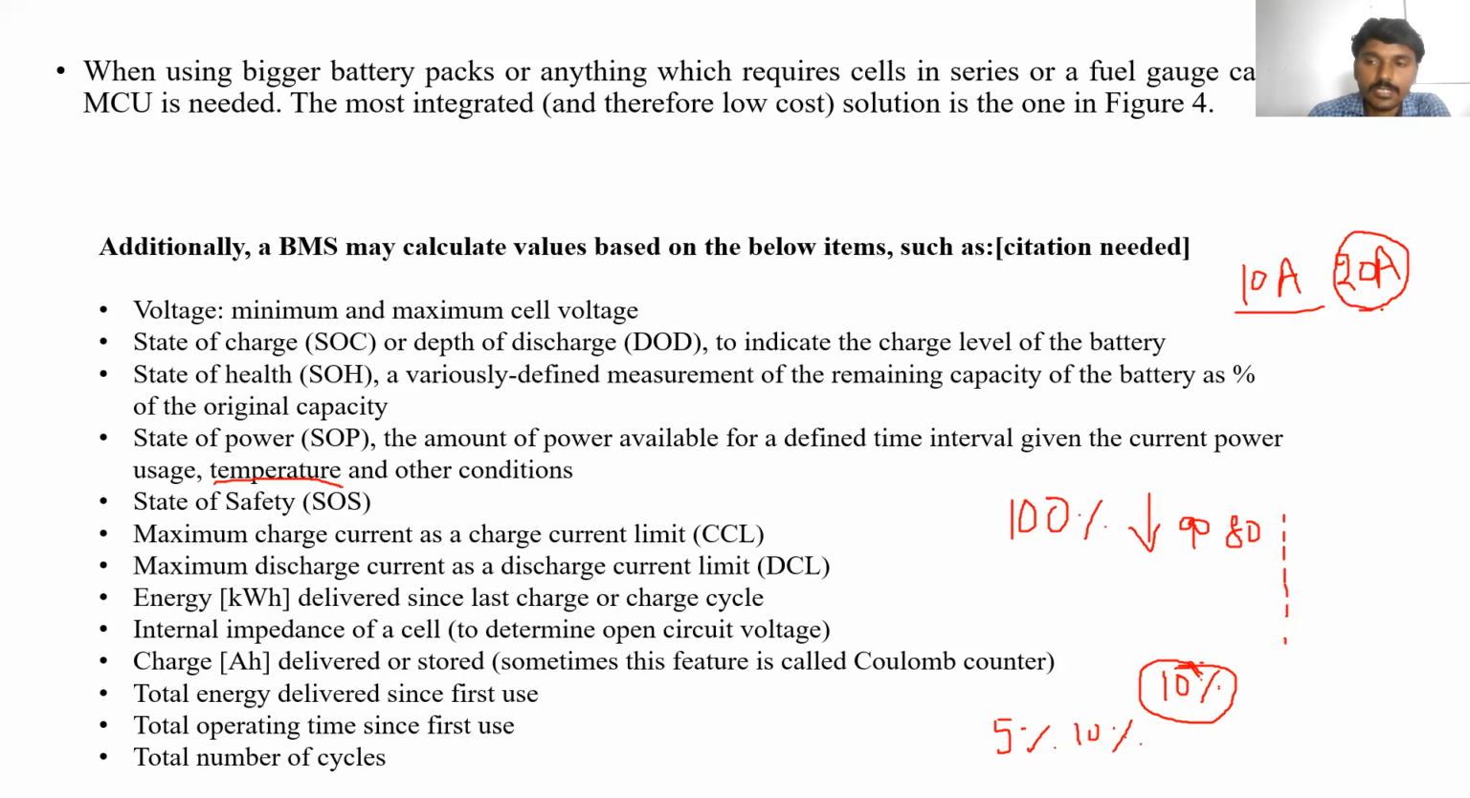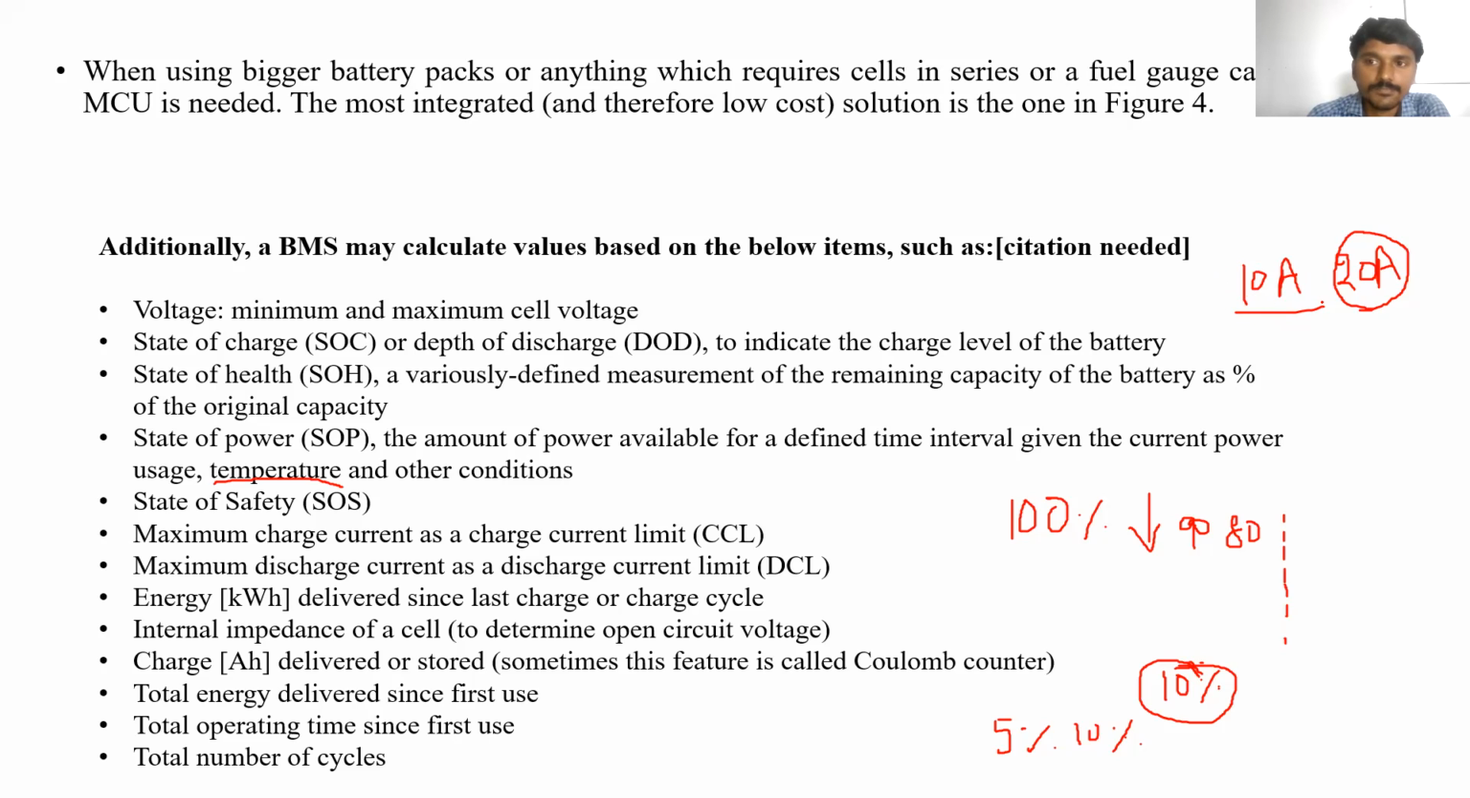So this is the very high value. It is greater than the value which is mentioned by the manufacturer. Whatever the current is flowing through the battery, that current is very high, or greater than the value which is mentioned by the manufacturer.